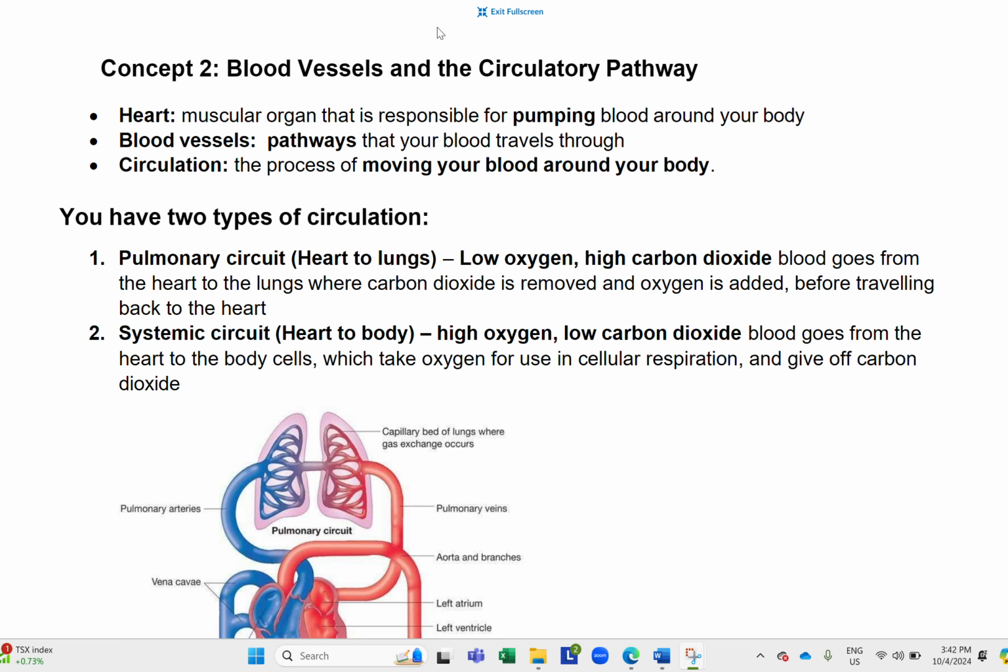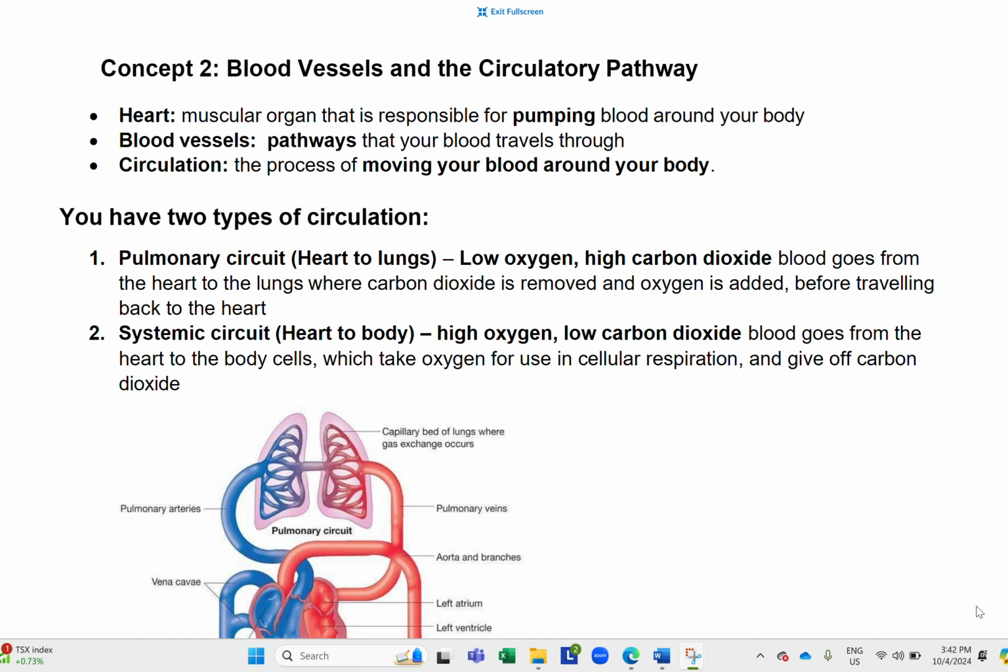Meanwhile, your blood vessels act as pathways that your blood travels through. So blood vessels are sort of the blood highway or the blood subway system, right? It's going to deliver your blood to certain areas, and then your blood is going to exchange nutrients and other things in those areas. So circulation is the process of moving your blood around your body.